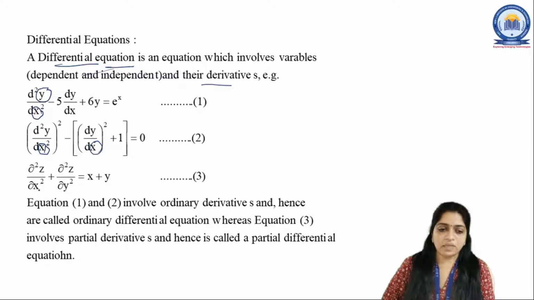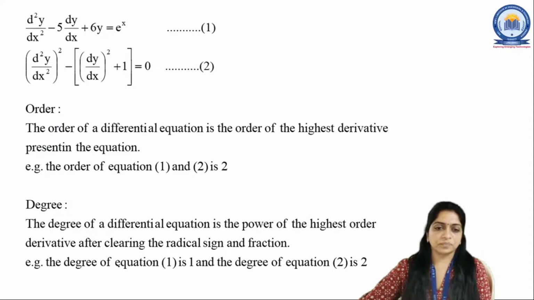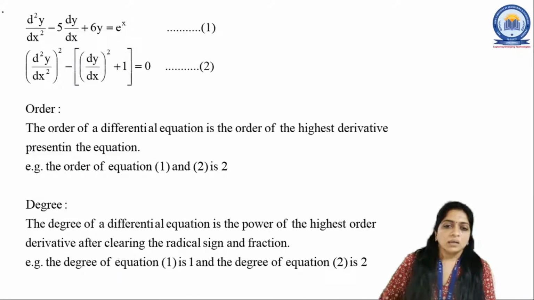In this equation there are two independent variables x and y, so equations 1 and 2 involve ordinary derivatives and hence are called ordinary differential equations, whereas equation 3 involves partial derivatives as there is more than one independent variable, and hence is called a partial differential equation. Again I write equations 1 and 2.